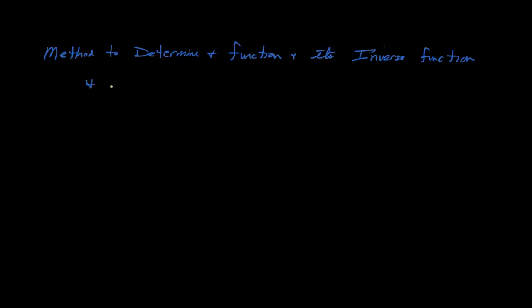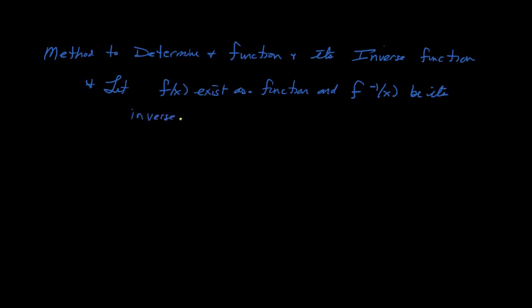So we're going to first say, let f of x exist as a function and f inverse of x be its inverse function. We at this point can guarantee two characteristics. The first thing that we know is that f of f inverse of x is equal to a value of x. And this is going back to something called the composition.